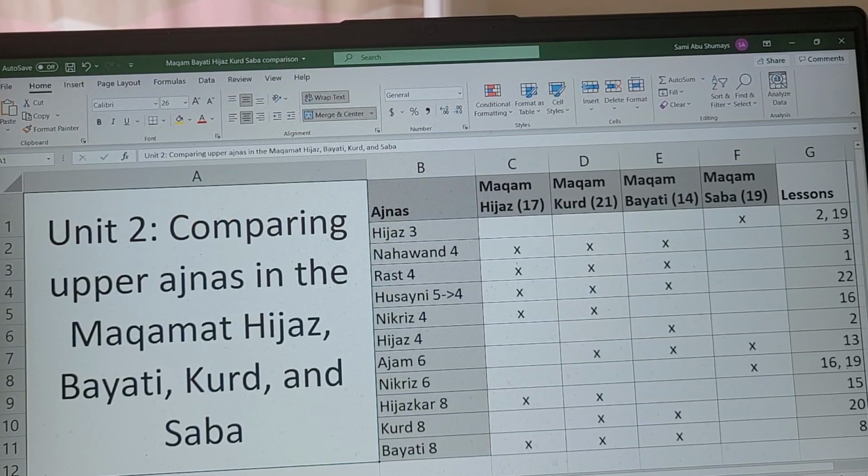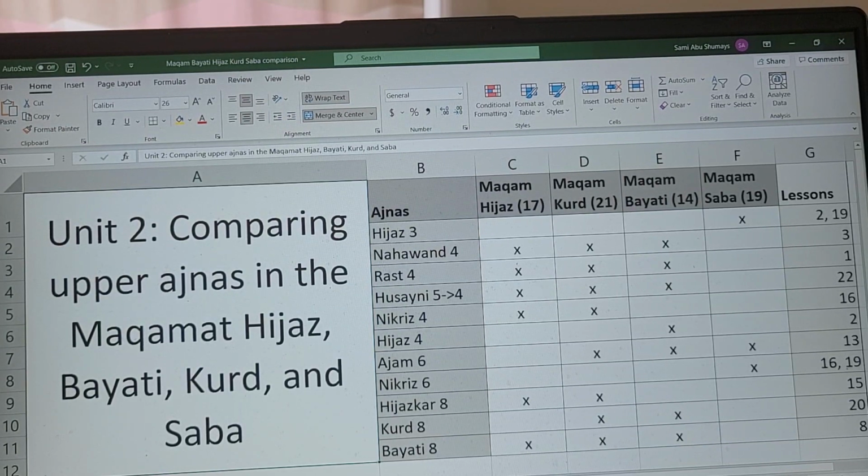Let's start to get into some of the differences. And Nikriz on 4 is something that we get only in Maqam Hijaz and Maqam Kurd. We don't get it in Bayati or Saba. Notice I'm skipping some of what's happening with Saba because I want to see commonalities first. So Nikriz on 4, here we were on 4. And 4, remember, 4 is super important as our ghamaz for this whole family, almost.